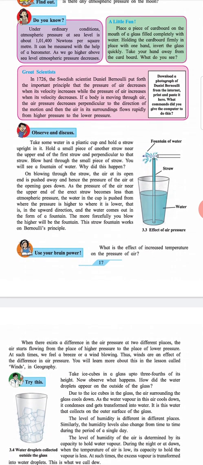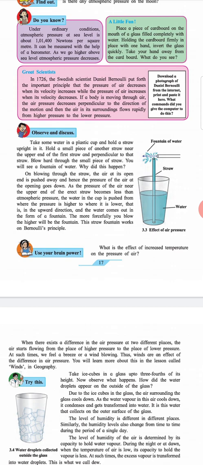Observe and discuss. Take some water in a plastic cup and hold a straw upright in it. Hold a small piece of another straw near the upper end of the first straw and perpendicular to that straw. Blow hard through the small piece of straw. You will see a fountain of water.